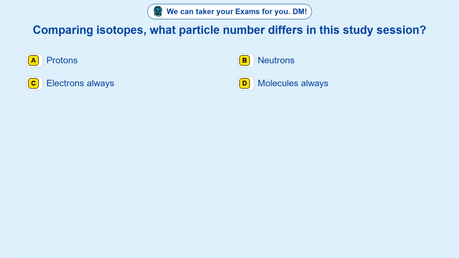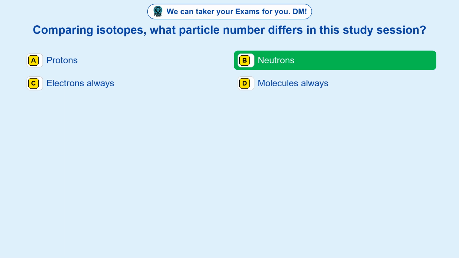Question 42. Comparing isotopes, what particle number differs in this study session? Option A, protons. Option B, neutrons. Option C, electrons always. Option D, molecules always.